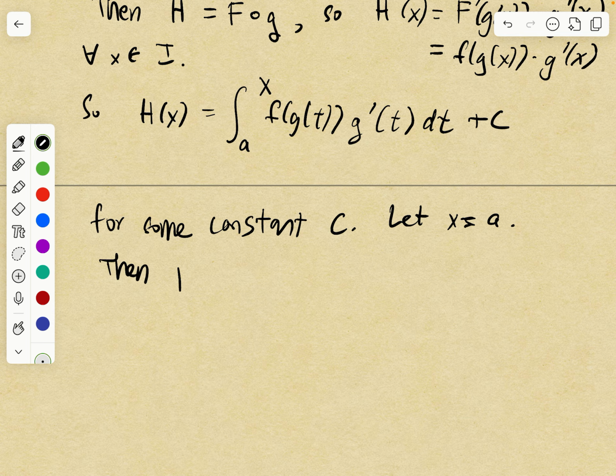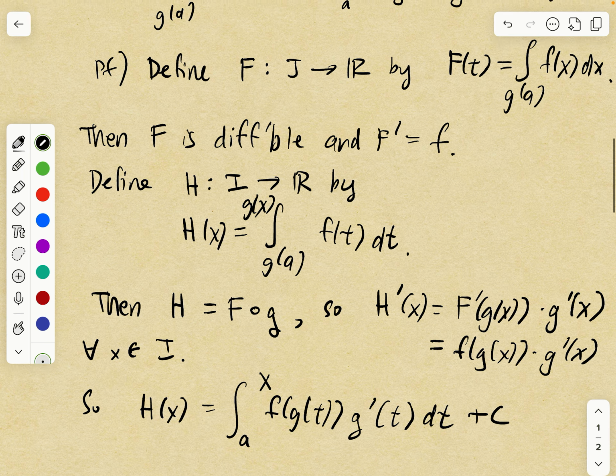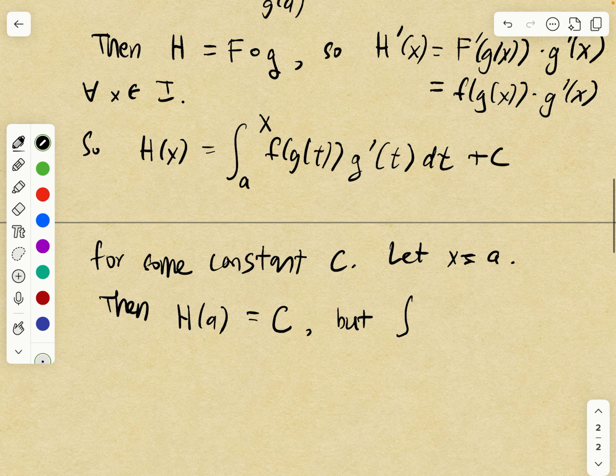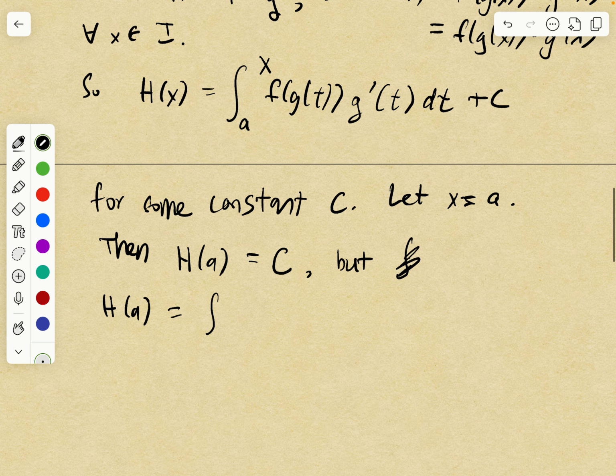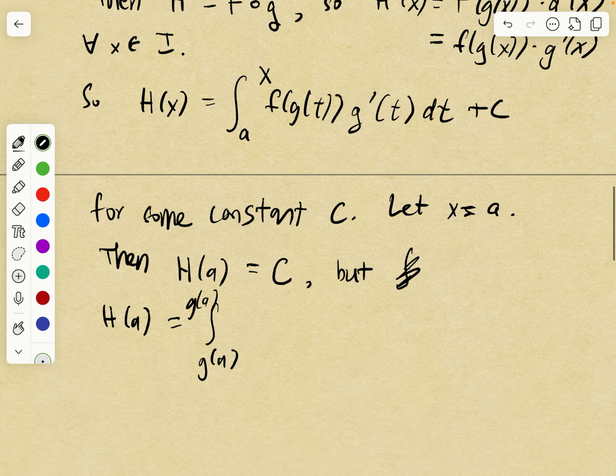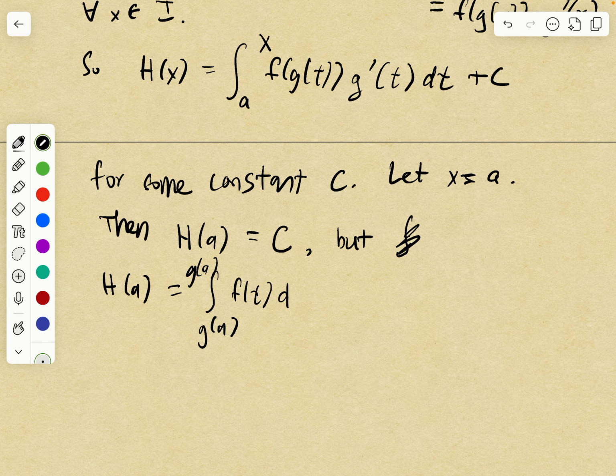Then we have capital H of a is 0 plus c, because the integral from a to a is 0. So capital H of a is c. But capital H of a was defined to be the integral from g of a to g of a of f of t, which equals 0. So c is 0.